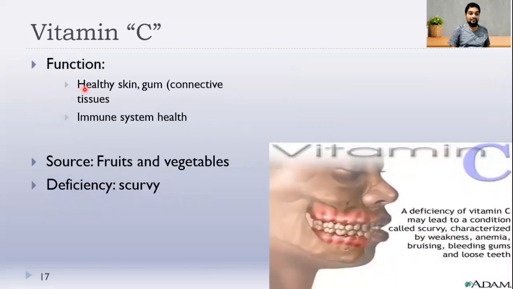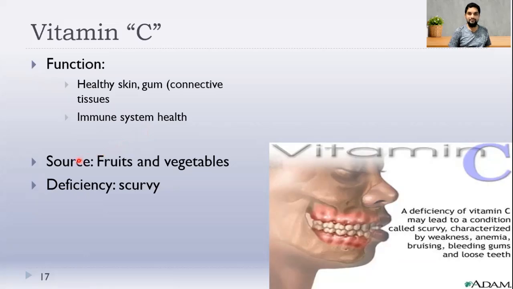Vitamin C. The function of vitamin C is to maintain healthy skin and gums, and generally connective tissues, or it helps in the formation of connective tissues. It also has a role in the health of our immune system. Oftentimes you would hear persons saying that if you are unwell, then you perhaps need to increase your intake of vitamin C. Vitamin C actually helps the white blood cells to carry out their function more effectively. It helps the immune system cells to get rid of pathogens more effectively.